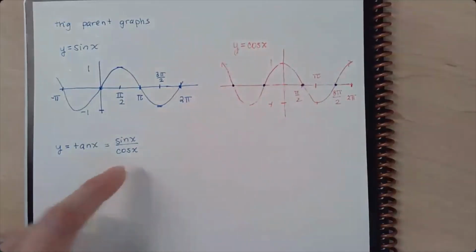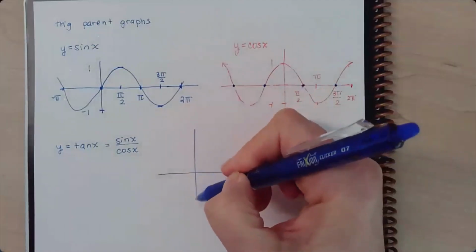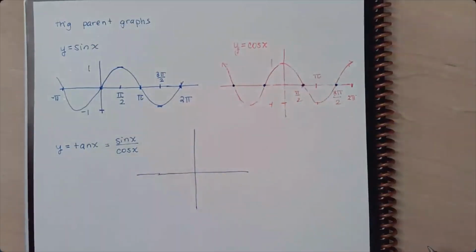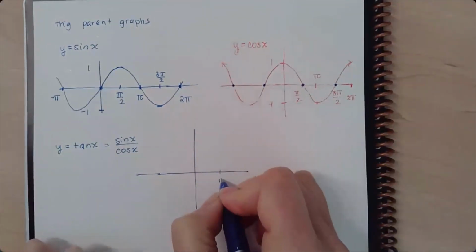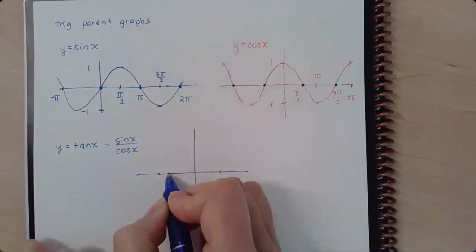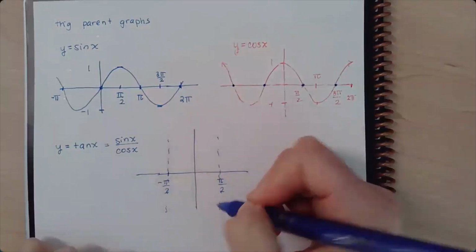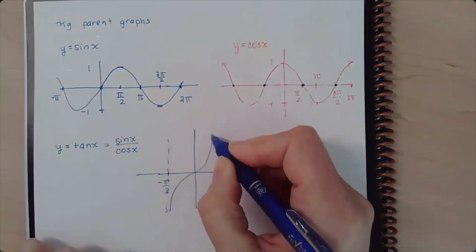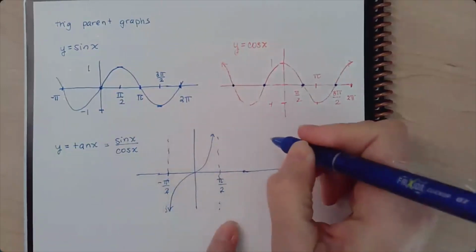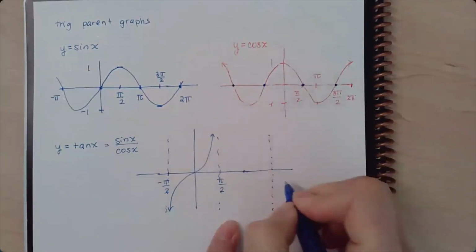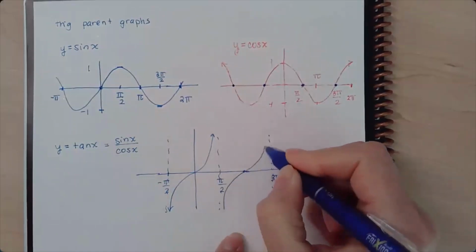So that tangent graph is not a cubic, but shape-wise, to kind of remember what it looks like, it looks kind of like a cubic that is squeezed between the vertical asymptotes. So pi over 2, negative pi over 2, those are going to be vertical asymptotes for that tangent graph. And then it's going to repeat, just like the sine and cosine graphs, but it's going to repeat squeezed between another set of vertical asymptotes.